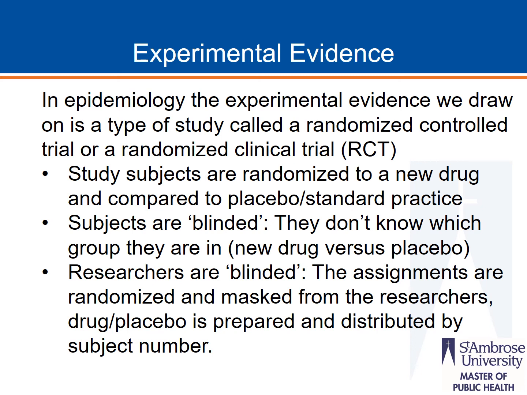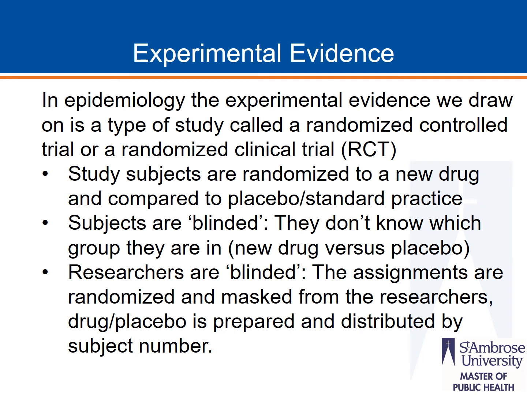That's the idea that study subjects would be randomized to receiving either a new drug or to the comparison group where they're given either a placebo or standard practice if there's a standard practice drug. All the study subjects would ideally be blinded, so they wouldn't know which group they were in. Hopefully that would limit what we call the placebo effect, that they would report better outcomes just because they know they're getting the drug. And the researchers, ideally, in a randomized clinical trial, will be also blinded.